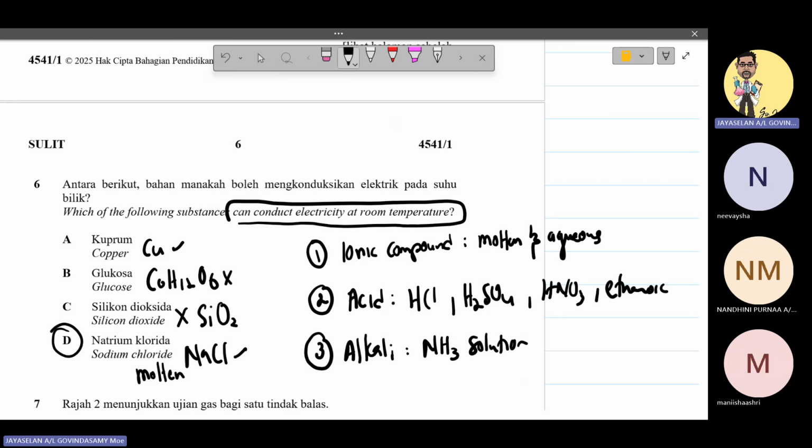The question is also wrong. They must put conduct electricity and undergo chemical changes, and then you must choose this. Copper can conduct electricity, but it won't undergo chemical changes. Sodium chloride can undergo chemical changes and can conduct electricity. So we got 2 answers. Why is this metallic bonding? Metallic bonding can conduct electricity. Any question so far? So we have 2 answers.